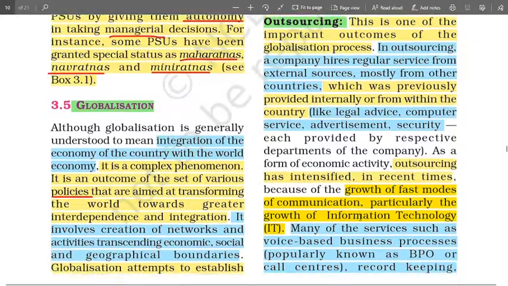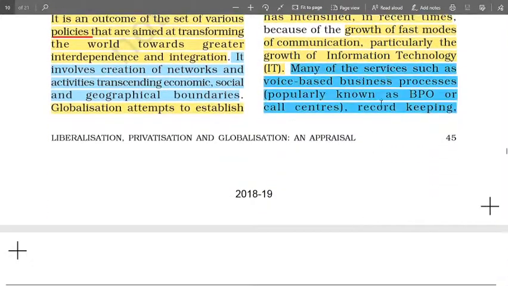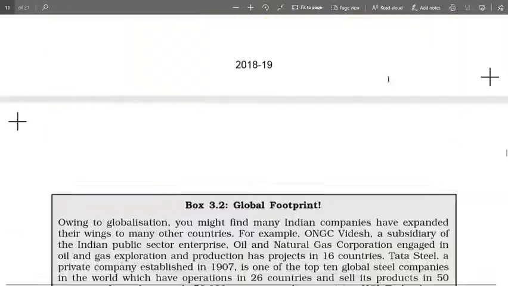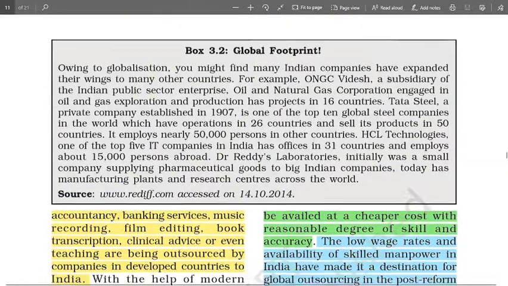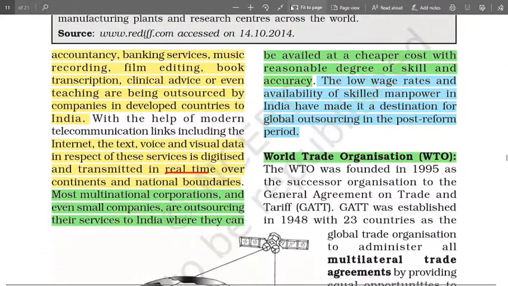Many of their services such as voice-based business processes or BPO. Let's see those kind of services that can be developed through outsourcing like BPO, record keeping, accountancy, banking services, music recording, film editing, book transcription, clinical advice, or even teaching are being outsourced by companies in developed countries to India.